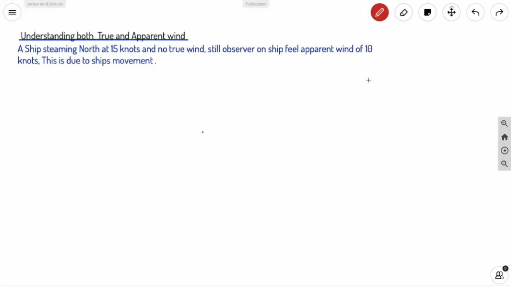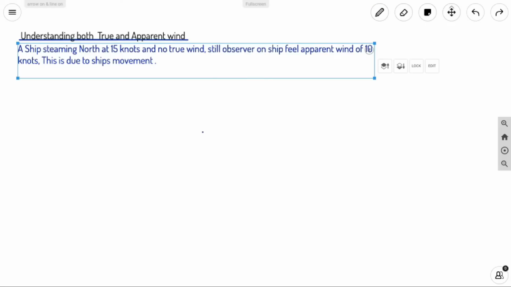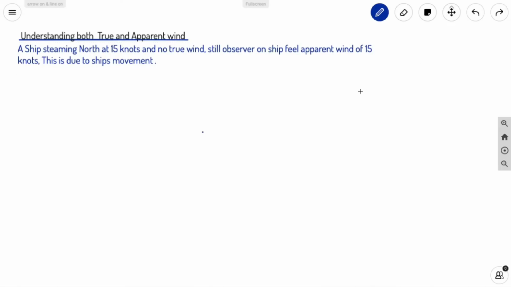As we said, true wind is for a fixed object and apparent wind is for a moving object. For the moving object, it is the sum of both true wind and the ship's movement. So in this case there was no true wind, but still the ship was moving at 15 knots. That means there is an apparent wind of 15 knots. This is due to our ship's movement.